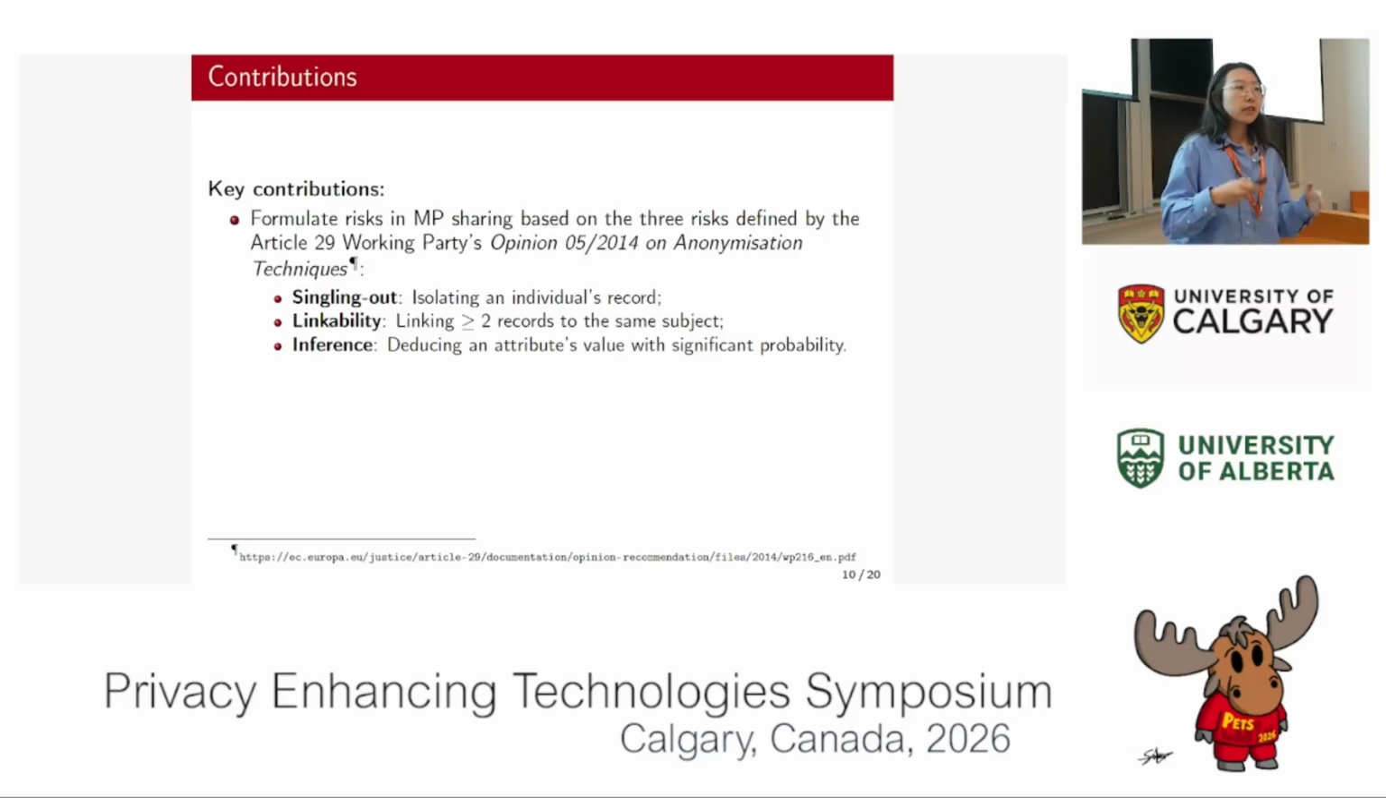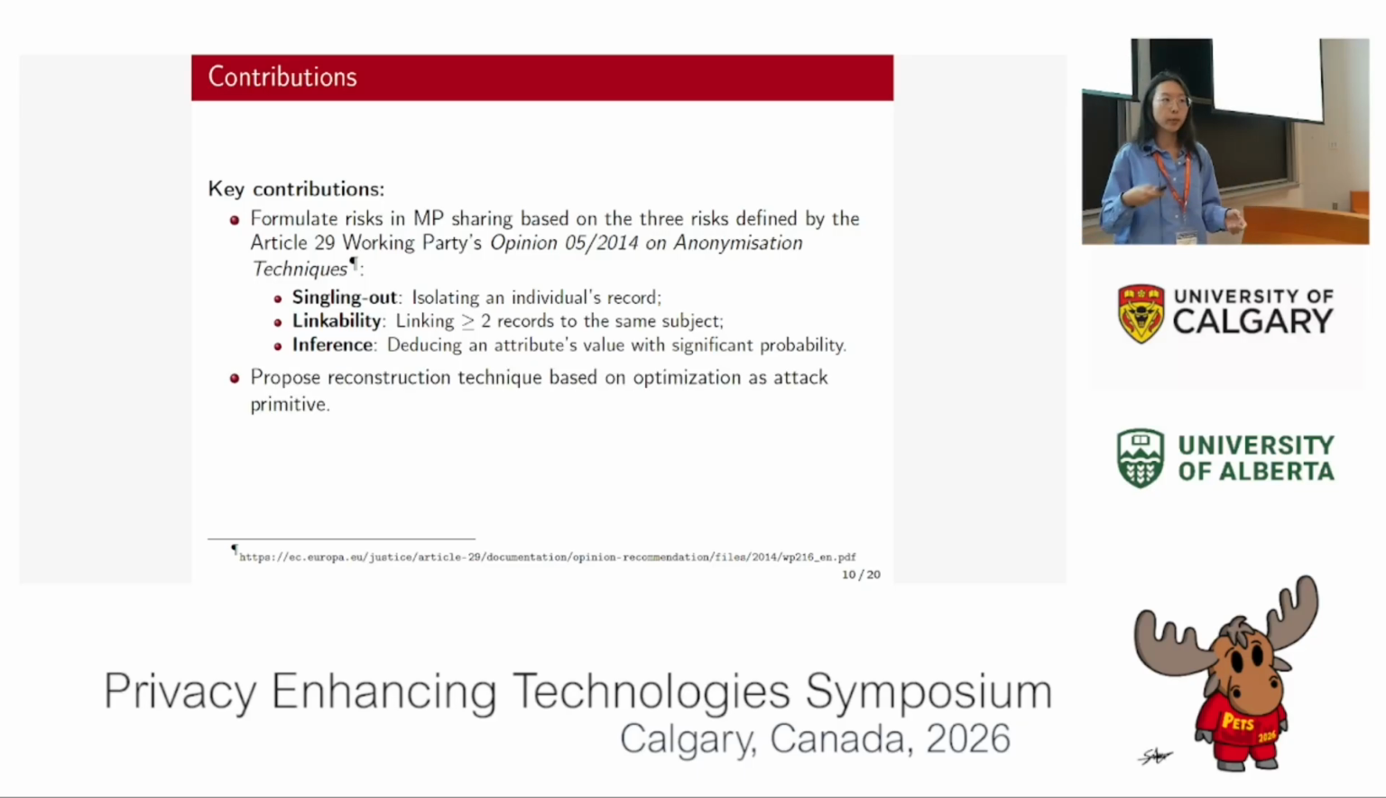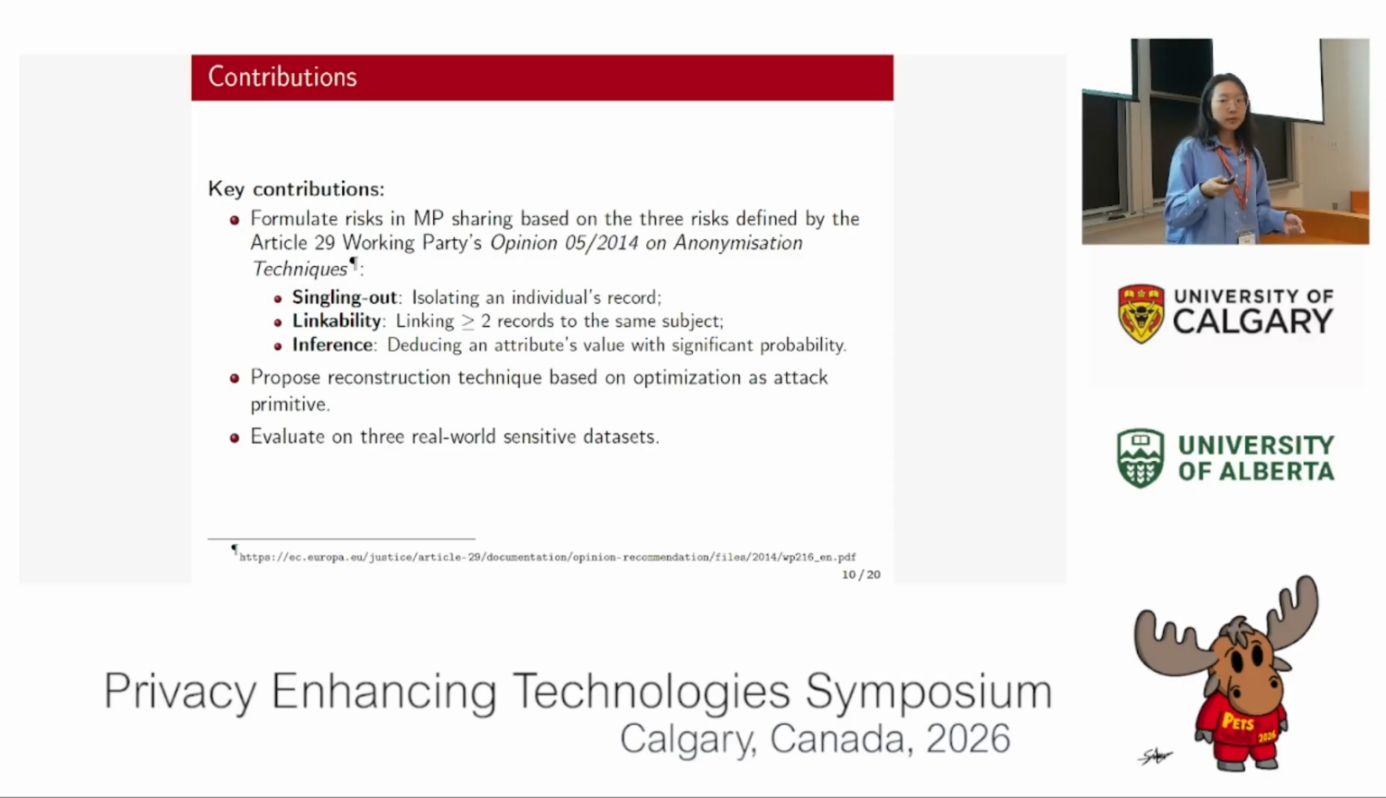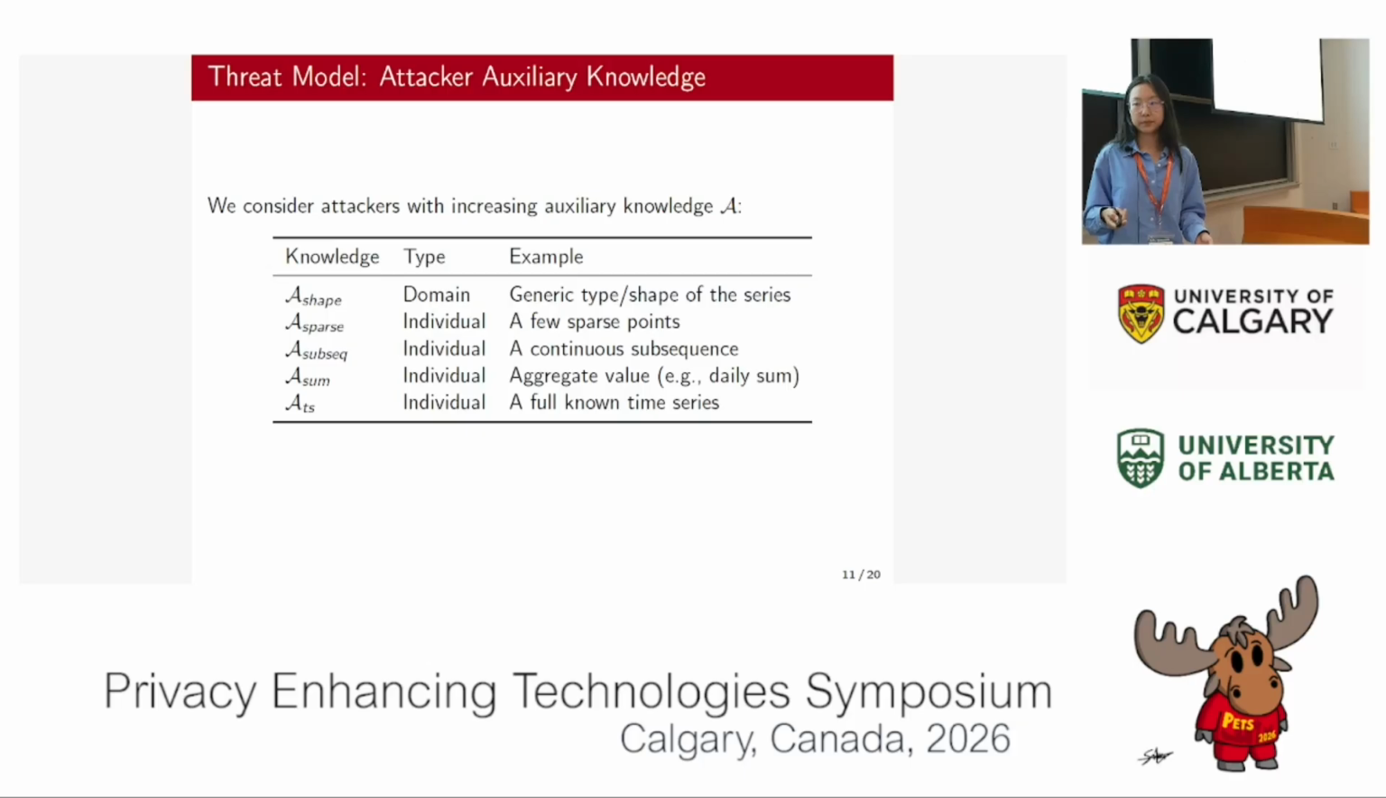Precisely, our key contributions include, first, we formulate the risks of matrix profile sharing based on well-known privacy risks, including singling out to isolate an individual's record, linkability to try to link two or more records, or inference, like given the matrix profile, is it possible to infer sensitive attributes like age or sex? Secondly, we propose a reconstruction technique based on an optimization problem as our attack primitive. And finally, we evaluate it on three sensitive datasets.